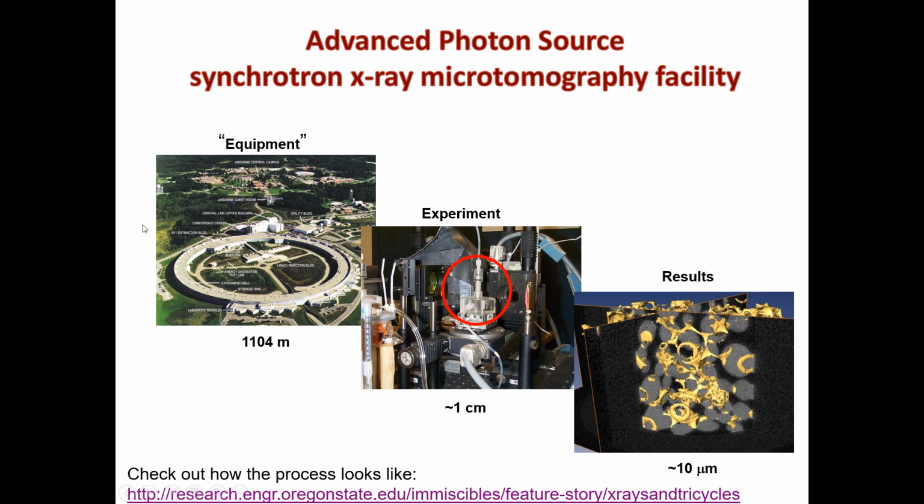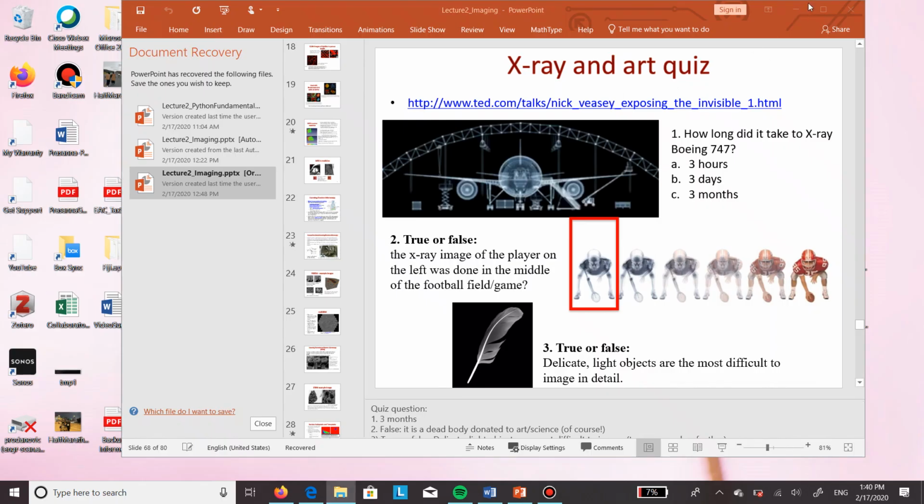This acceleration happens on kilometer scales, which produces very high intensity X-ray. Then your experimental equipment is basically on millimeter to centimeter scale, and that is in order to get micron resolution. Okay? So that's something that synchrotron microtomography facilities enable. All right, so that's going to be the end of that.